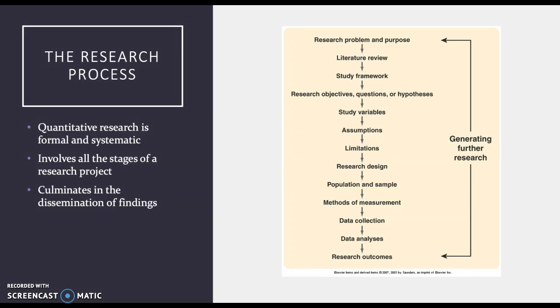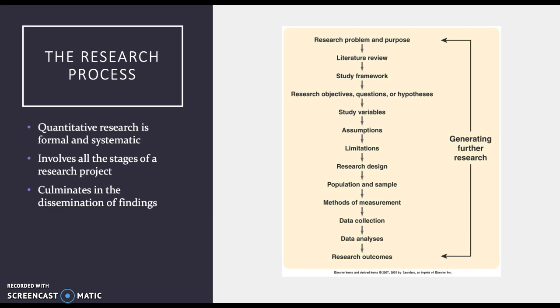Quantitative research follows a very standard process. It's formal, systematic, and involves all the stages of a research project. You can see that to begin with, you have a research question. You propose you want to study a certain problem and for a certain purpose. Then you start to review all the literature to see what previous scholars have done for this topic and find a framework, and you define your objectives, your questions, your hypothesis in detail. You study the variables, you come up with assumptions and the limitations, and you design your research. You sample certain groups of people from the population, you measure all the variables you care about, you collect your data, you analyze the data, and you write your report.